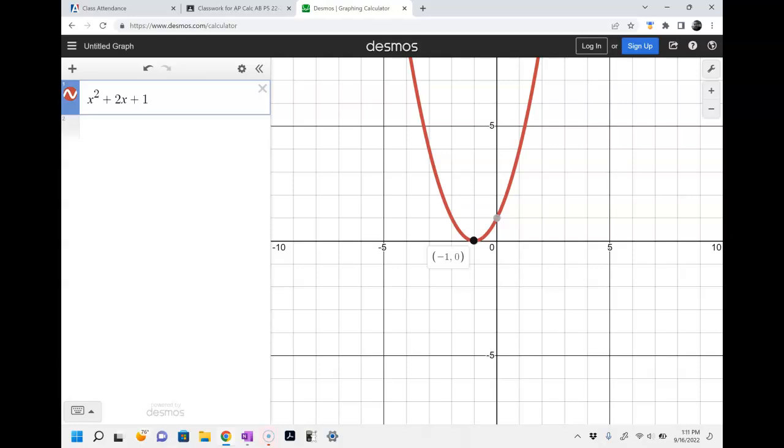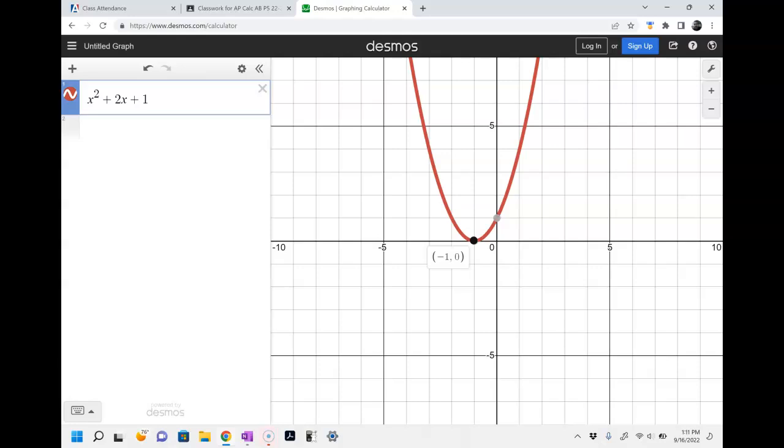It would be 2, right? 2x plus 2, so if x is 0, that's 2. That means that if I were to draw a tangent line at 0, it would go from here and then 2 up, 1 over, so right here. So it would basically connect right across, having a slope of 2.